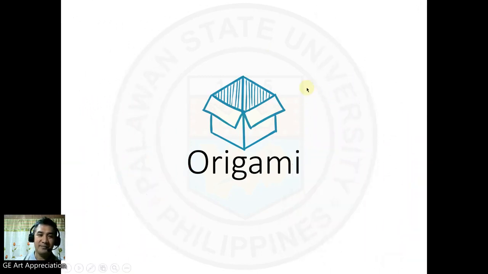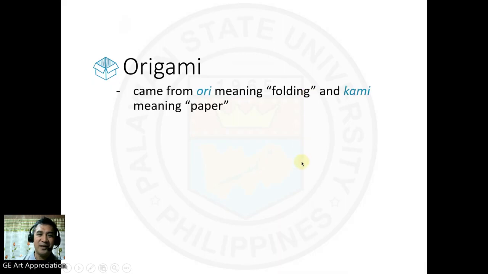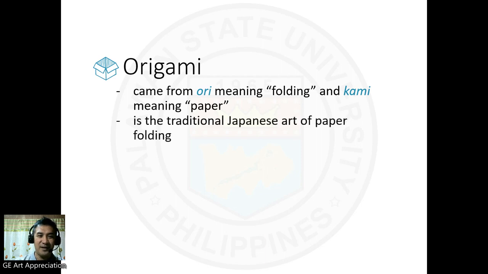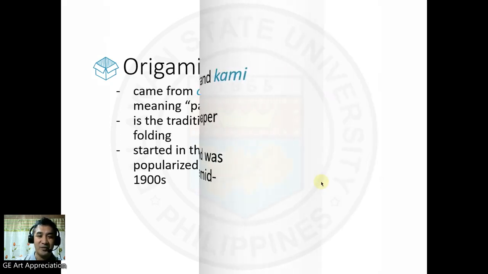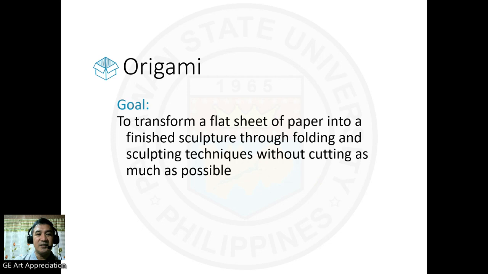Let's have origami. Okay, what is origami? It came from ori, meaning folding, and kami, meaning paper. Okay, this is the traditional Japanese art of paper folding. Okay, we are now in Japanese art, no? Japanese art of paper. It started in the 17th century AD and was popularized internationally in the mid-1900s. The goal of origami is to transform a flat sheet of paper into a finished sculpture through folding and sculpting techniques without cutting as much as possible.